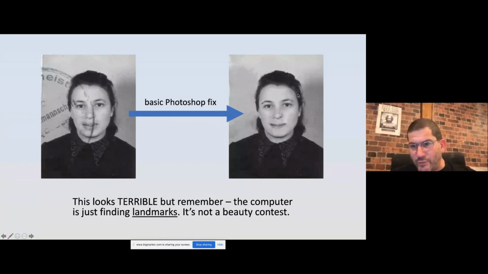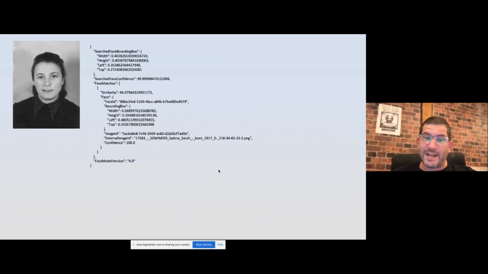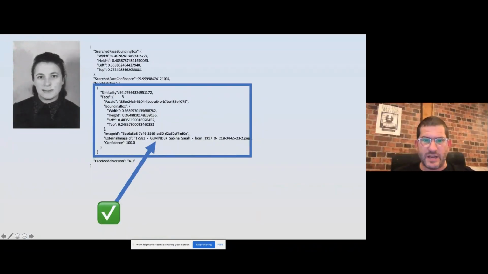I removed things, and if you look carefully, you can actually see the ink stamp that I removed there. I am not the world's greatest Photoshop person, but you just need just enough. And once you do that, I got a match. And 94% this time, you can start to learn to see these things. So 94% match. And it's saying that it matched it with Sabina Sarah Geminder.